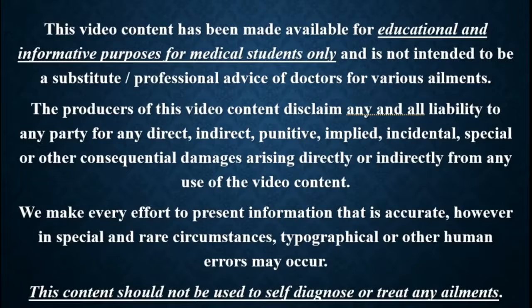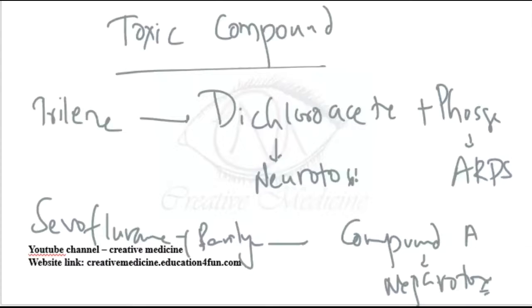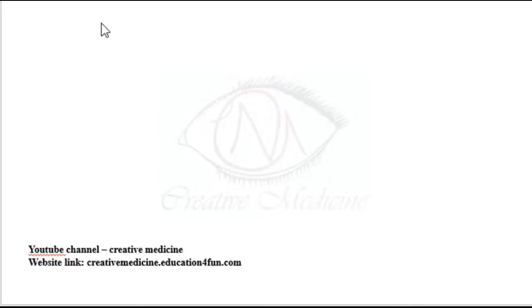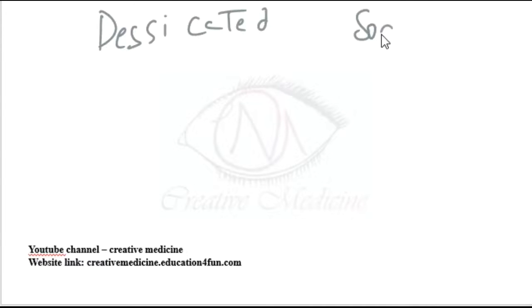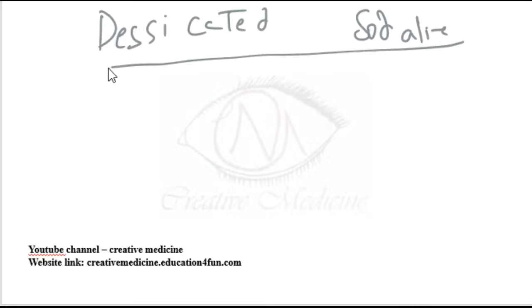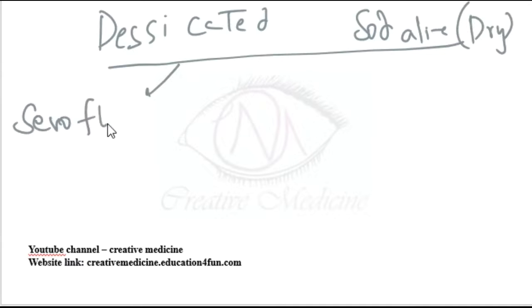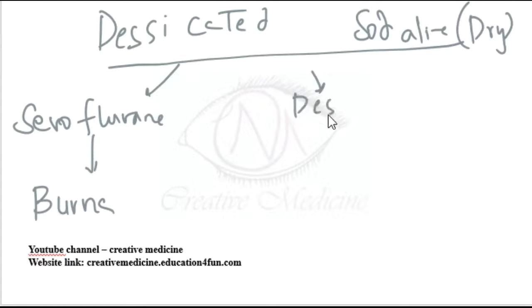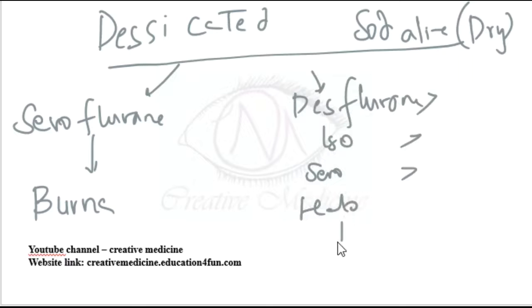In this lecture, we will learn about desiccated soda lime. Desiccated soda lime is dry soda lime. When desiccated soda lime is used with sevoflurane, there can be burns of the respiratory tract. Second, if desiccated soda lime is used with desflurane, more commonly than isoflurane, sevoflurane and halothane, then this can result in carbon monoxide production.